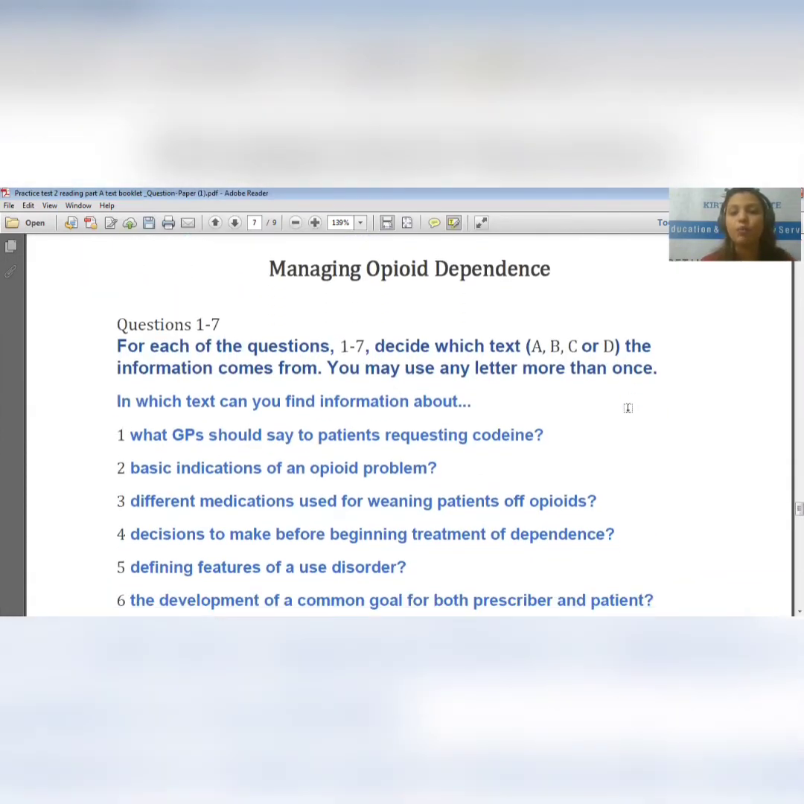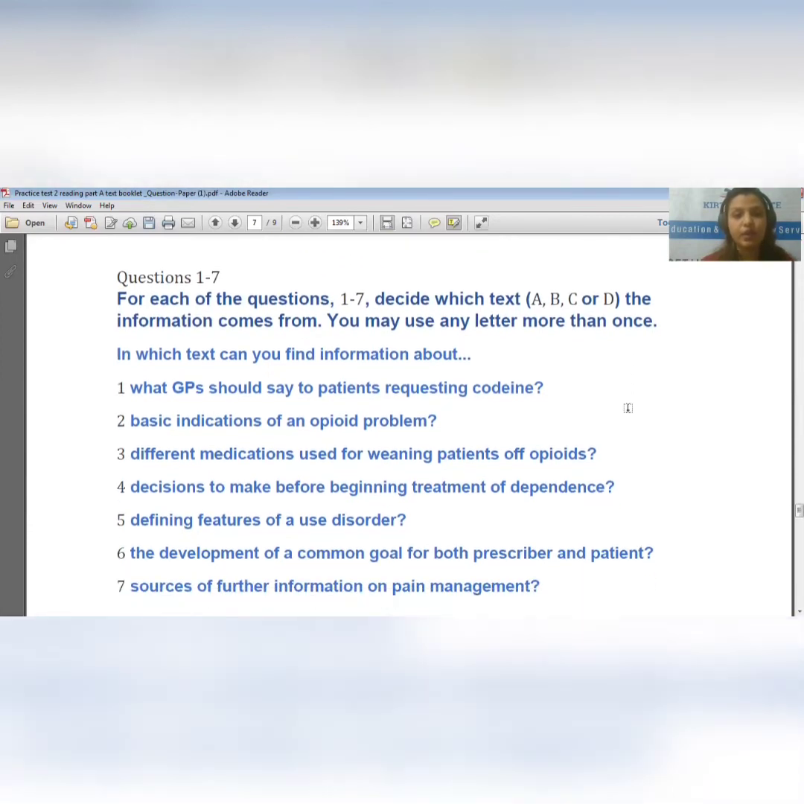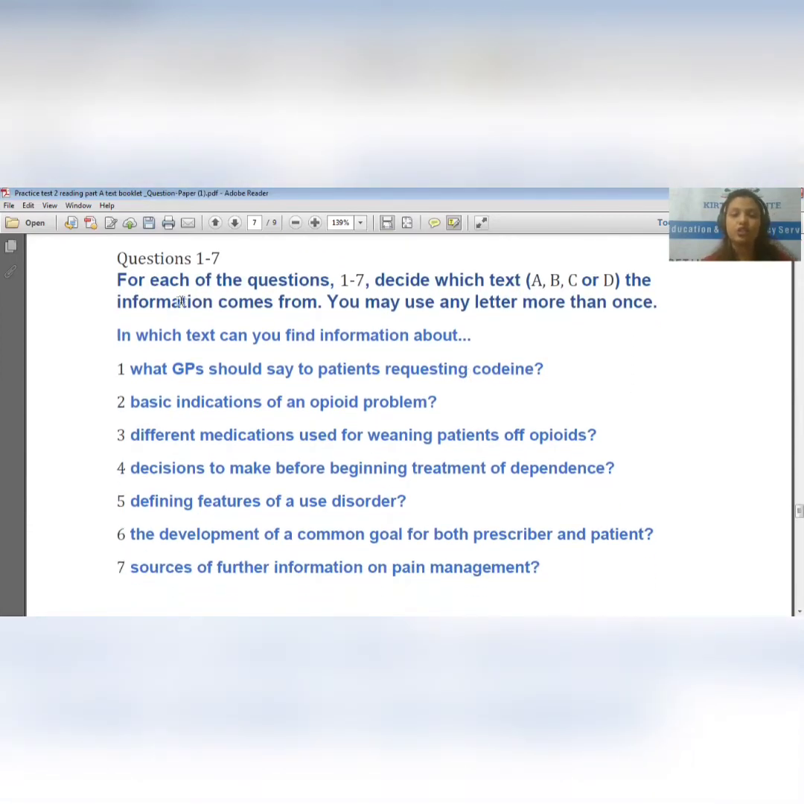This is managing opioid dependence. That is the main heading. Questions 1 to 7. Let us see the instructions. For each of the questions 1 to 7, decide which text, A, B, C, or D, the information comes from. So these are the pieces of information 1 to 7, and you have to write which text the information comes from. So your answer will be A, B, C, or D. The instruction says you may use any letter more than once. Obviously, you are going to use them.